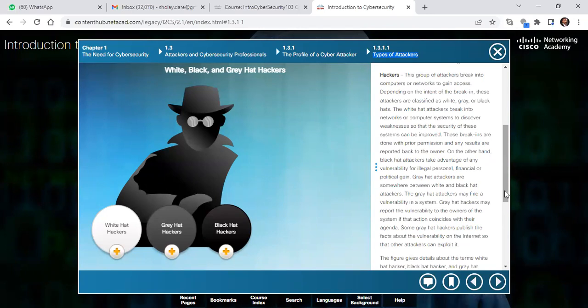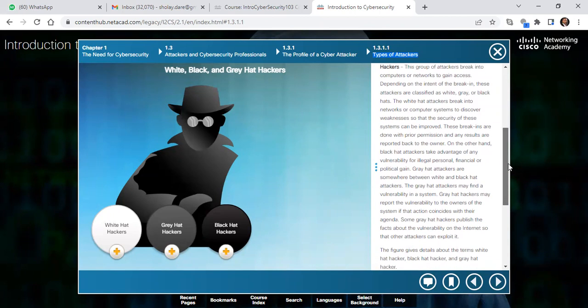Now, what the white hat does is they want to find the problem you have, or they want to find a way to see that your network is okay. So they try your network, and when they find out your network is having a problem, they will send you a mail or inform you that your network is bad. They call them white attackers, or white hackers. All right, so these break-ins are done with prior permission, and any results are reported back to the owner, okay? That's the white one.